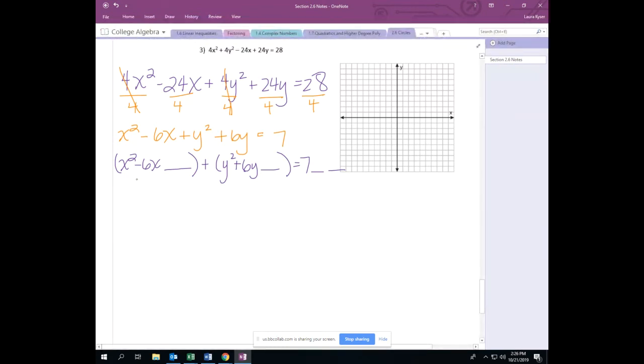The steps for completing the square say, once we have divided out the coefficient, we take half of b and then square it. So half of -6 is -3. And when I square -3, I get 9. That's the first value that gets added in.